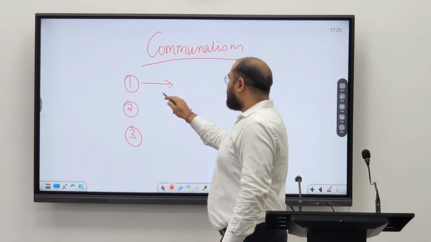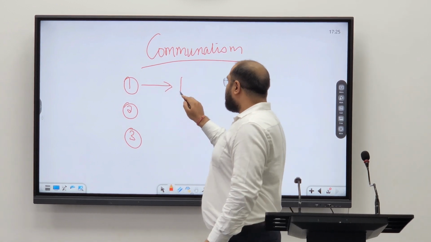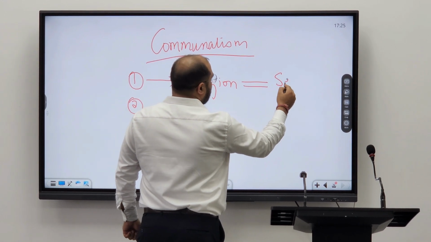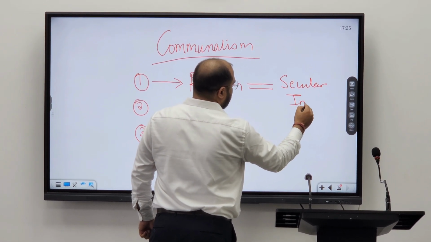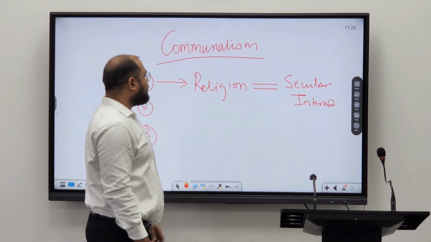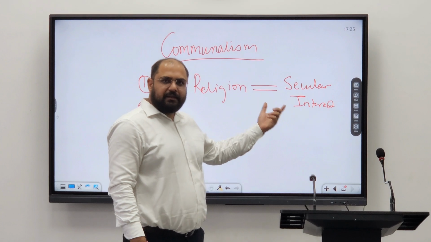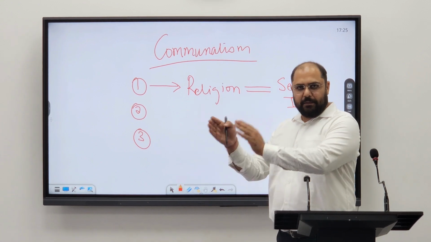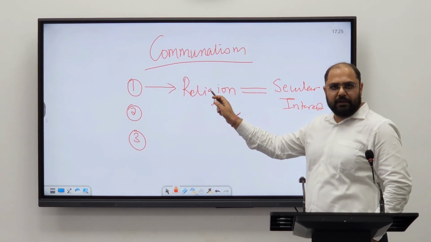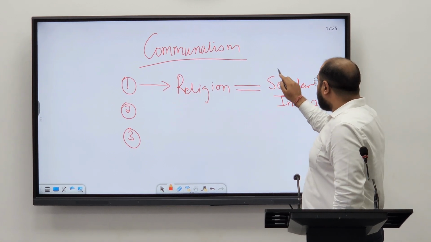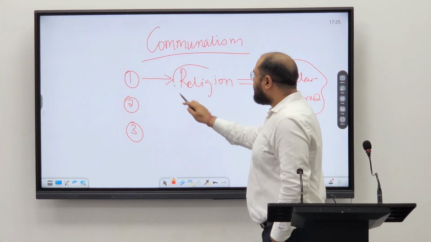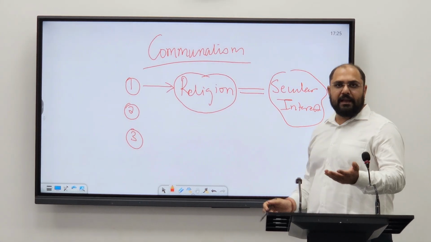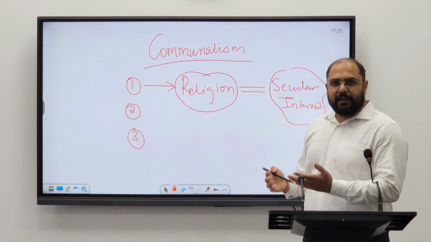In the first stage, religion and secular interest are the same. Means for one religion, the secular interest will be the same. Like Hindus will demand the same education, and Muslims will demand the same education. So by seeing the secular interest, you can identify the religion. They related the secular interest like education, food, clothing. These things are secular interest.